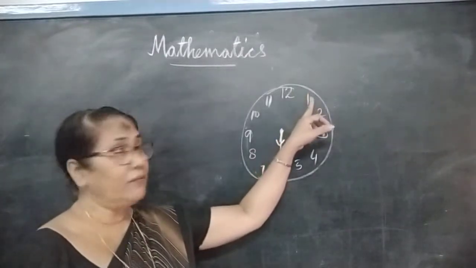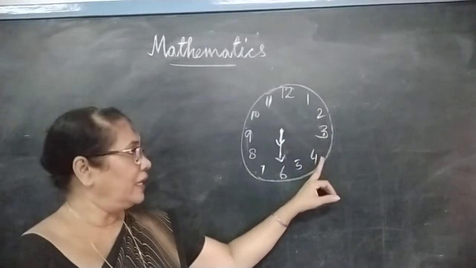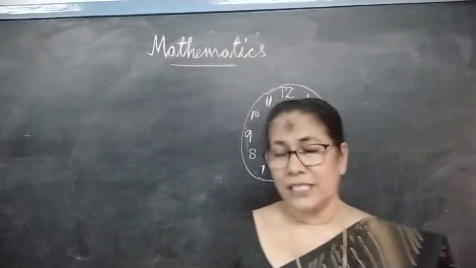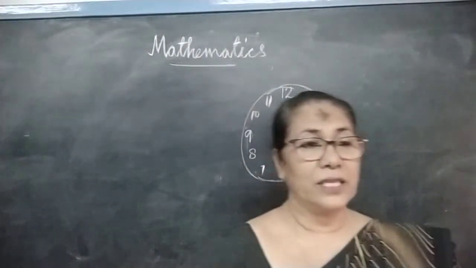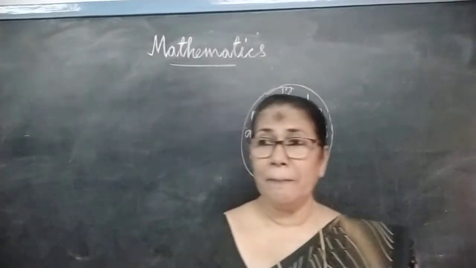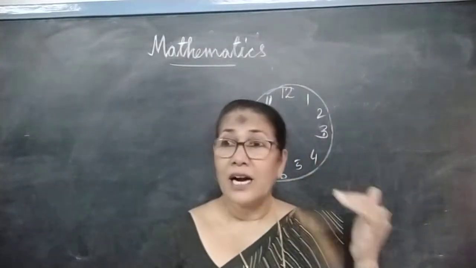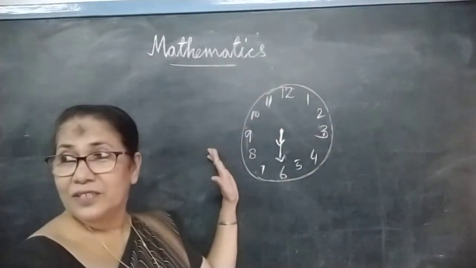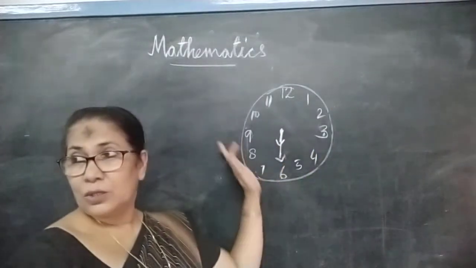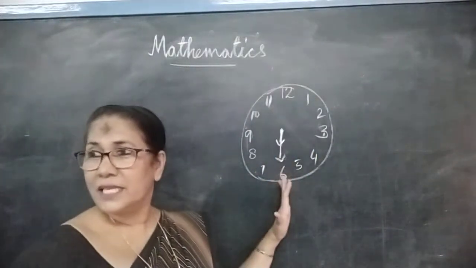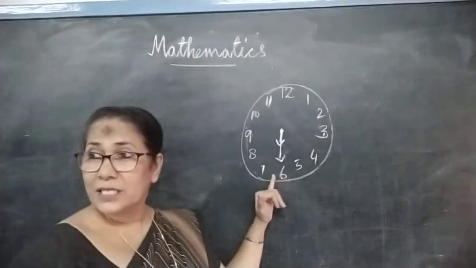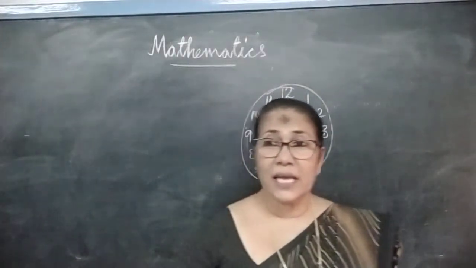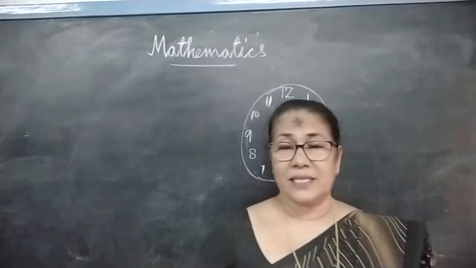From here to here it is 5, 10, 15, 20, 25, 30. 30 minutes after 6 o'clock. That is called 6:30. You can also say half past 6. That means half of the time has passed; this is totally 60, so half of 60 is 30. So after 6 o'clock, 30 minutes have passed. You can say 6:30. Also you can say half past 6.